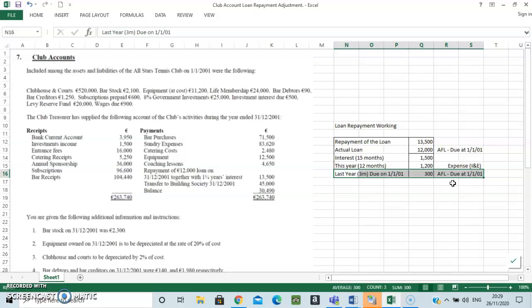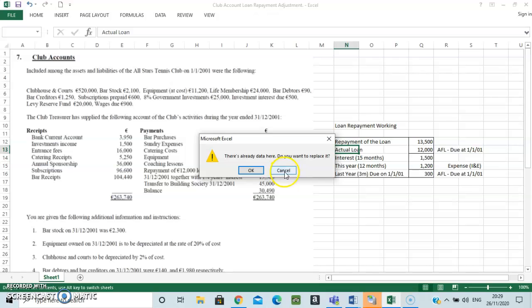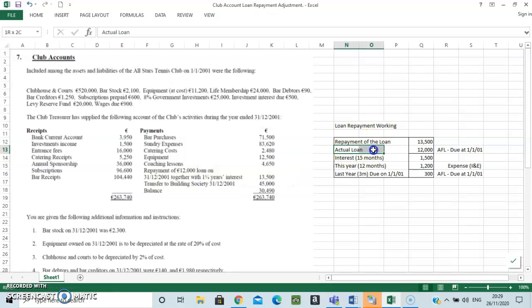And likewise, the actual loan itself at the start of the year, we would have owed that 12,000. It is a liability at the start of the year. So therefore, it's also an accumulated fund liability. Now, it's not going to be in the balance sheet because we have actually repaid or discharged the loan before we write the balance sheet at the 31st of December. But we did owe it on the first day of January. So therefore, it's an accumulated fund liability.